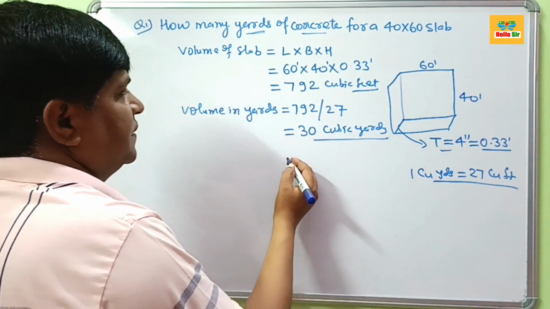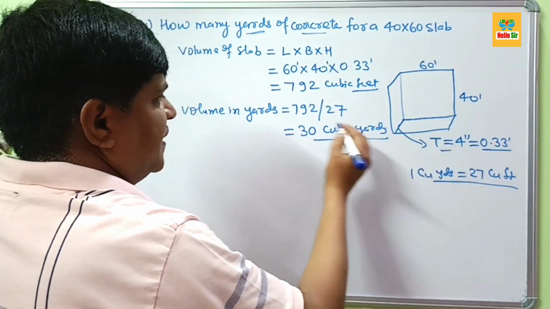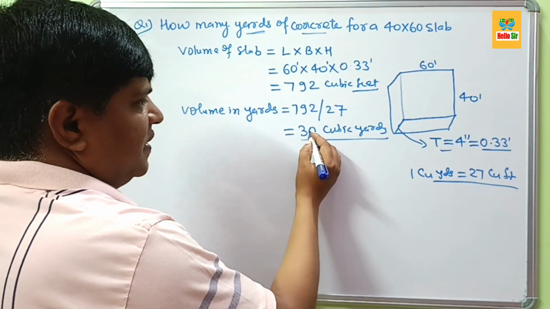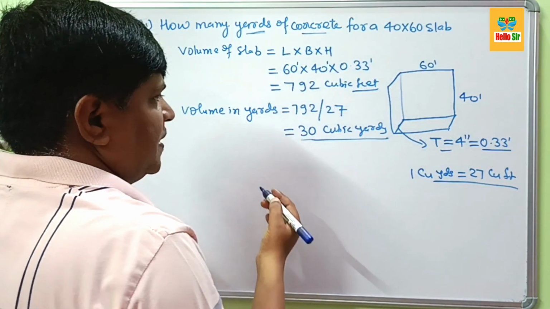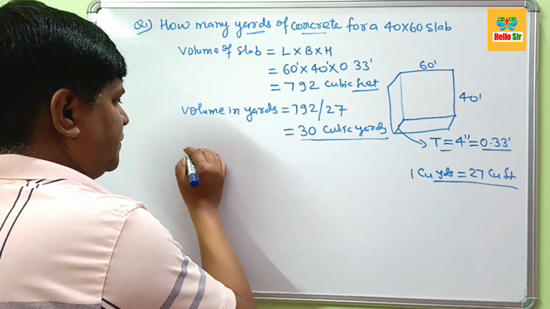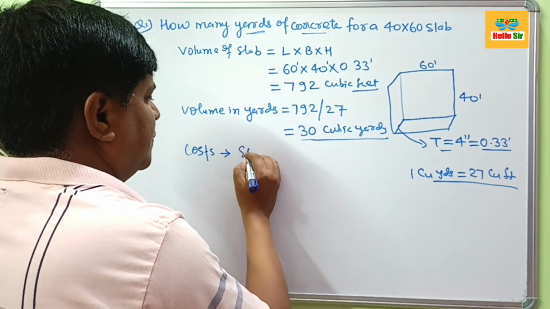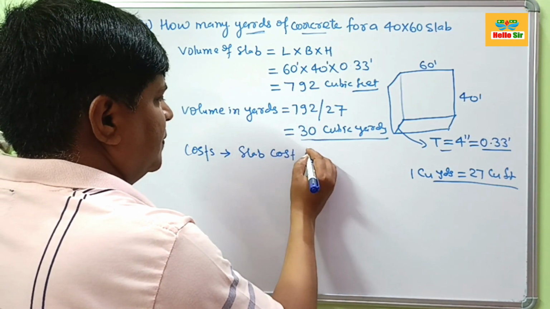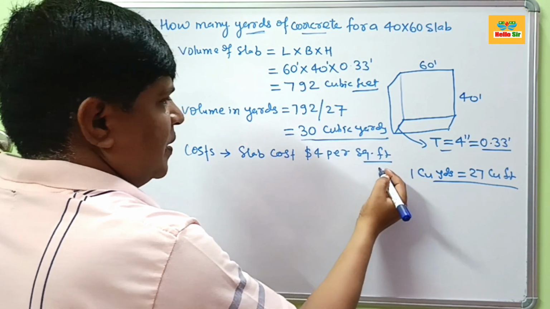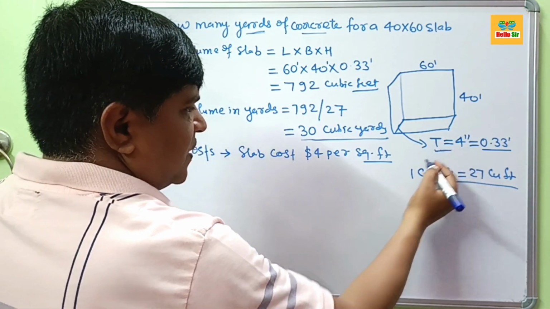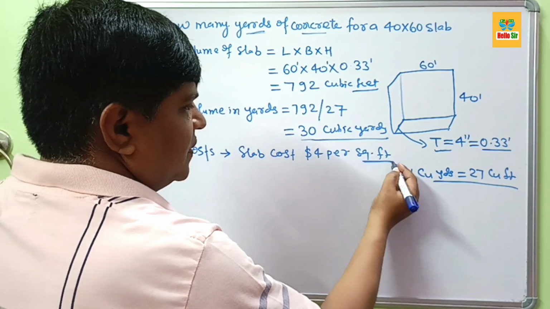It means how much concrete quantity is required for a 40 by 60 slab at 4-inch thickness? You need approximately 30 cubic yards of concrete for a 40 by 60 slab. And your question is, how much does it cost? The concrete slab costs about $4 per square foot. Remember this. If the concrete thickness is 4 inches, on average it may cost $4 per square foot.